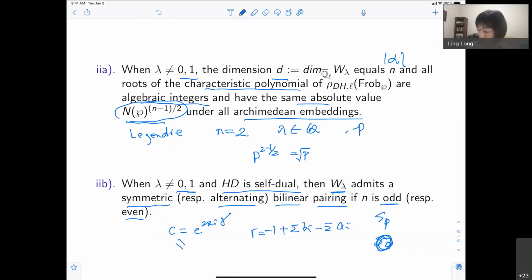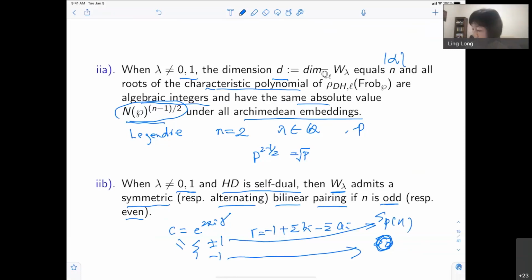Then you know that, which is corresponding to this C. If it's self-dual, it's going to be either plus or minus 1. Okay, so if it's plus 1, it's this case over here. If it's minus 1, it will be this case over here.